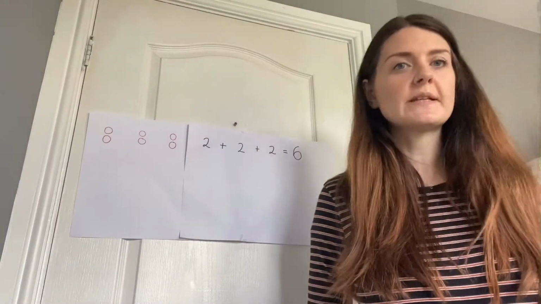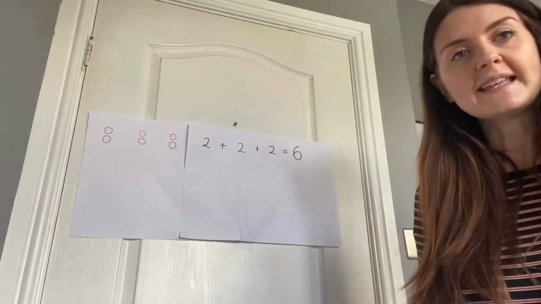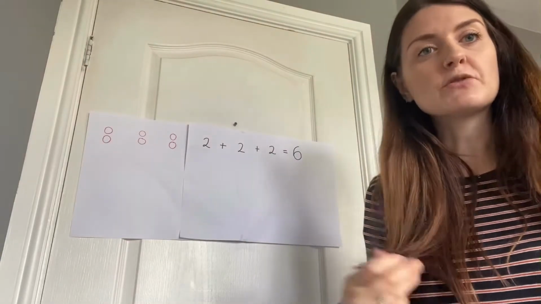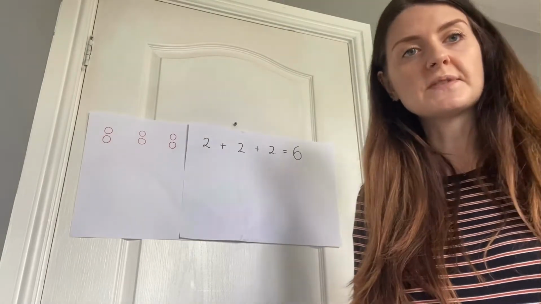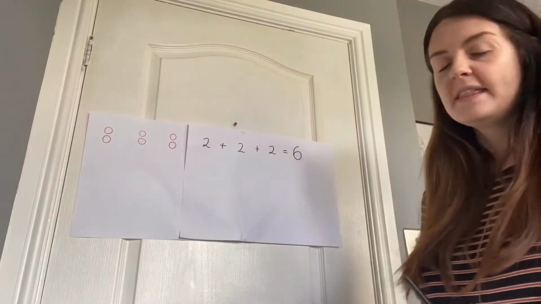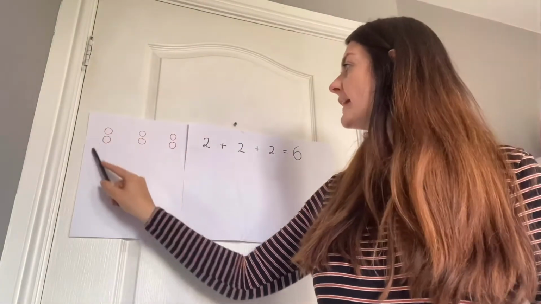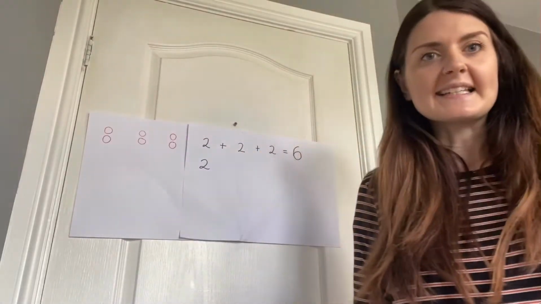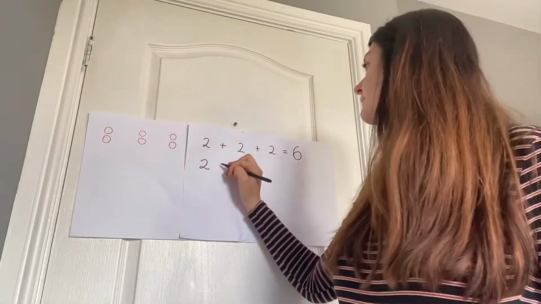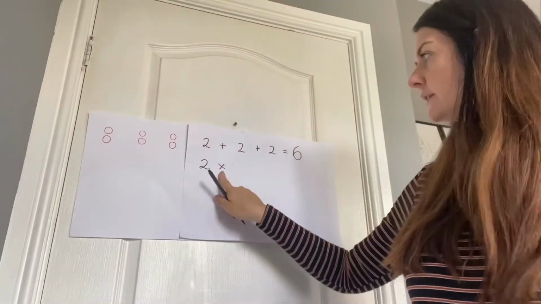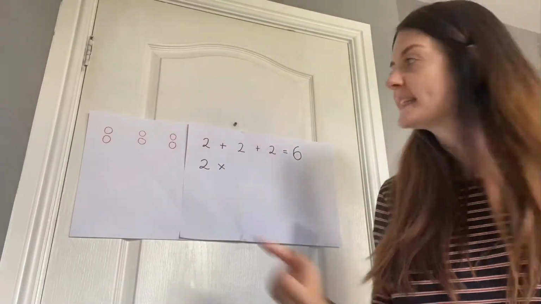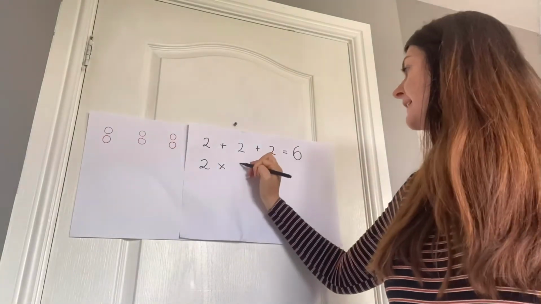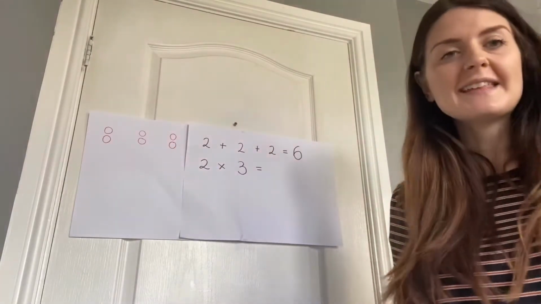Now I did say that we were doing some multiplication, so we're also going to write this as a multiplication number sentence, because multiplication is the same as repeated addition. It's just adding up the same number lots of times. This time we start with the number that's in each group, so we've got 2, but instead of an add symbol, we put a multiply symbol, or a times as we call it. So we've got 2 times, and then we write down the number of groups that we had. That's 1, 2, 3. So 2 times 3.